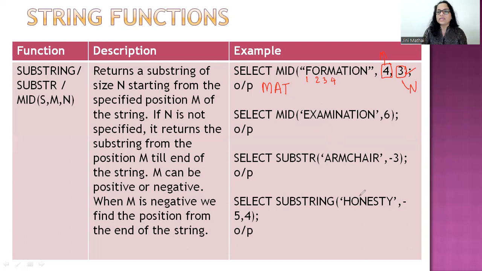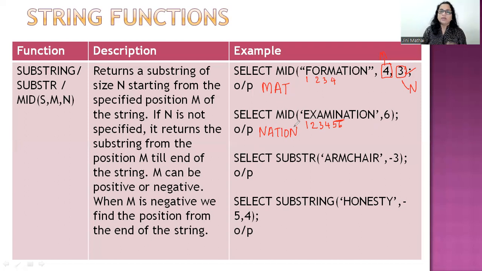Then what happens? Let's look at the next example. Examination, comma 6. So where should I start extraction? From the 6th character. So first, second, third, fourth, fifth, 6th. So extraction starts at the 6th. But did it tell you how many characters to extract? No. Then in that scenario, it starts extraction from the 6th and goes up till the end of the string. So when you don't specify N, extraction starts at the location that you have said, but everything from that location onwards to the end of the string will be a part of your output.